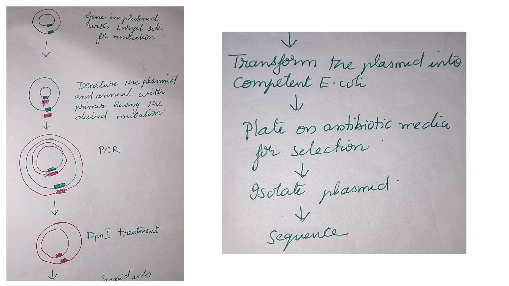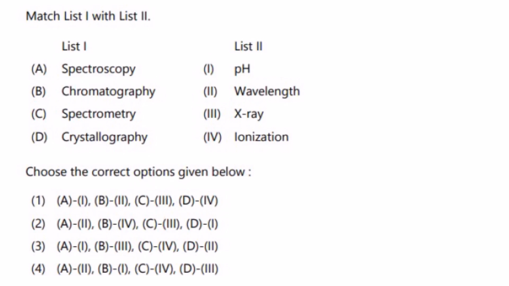So that is site-directed mutagenesis with PCR. Okay. Now come to the next question. Okay, match the list. So here you can see two terms, spectroscopy and spectrometry.